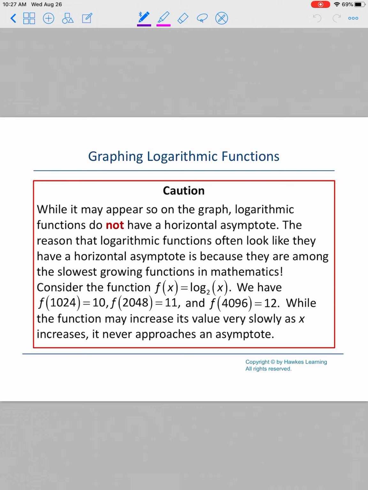Now let's talk about the graphs of these logarithmic functions. Exponential functions had horizontal asymptotes, and don't forget, an asymptote is that invisible line, whether it be horizontal or vertical, that your graph cannot touch and cannot cross. Exponential functions had horizontal asymptotes. So since logs are inverses, then they're going to have vertical asymptotes.